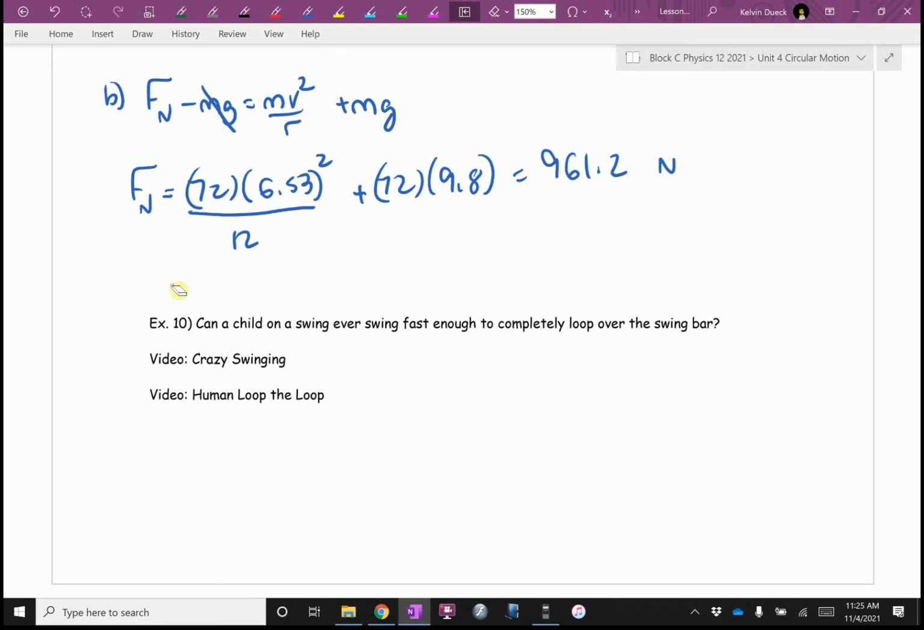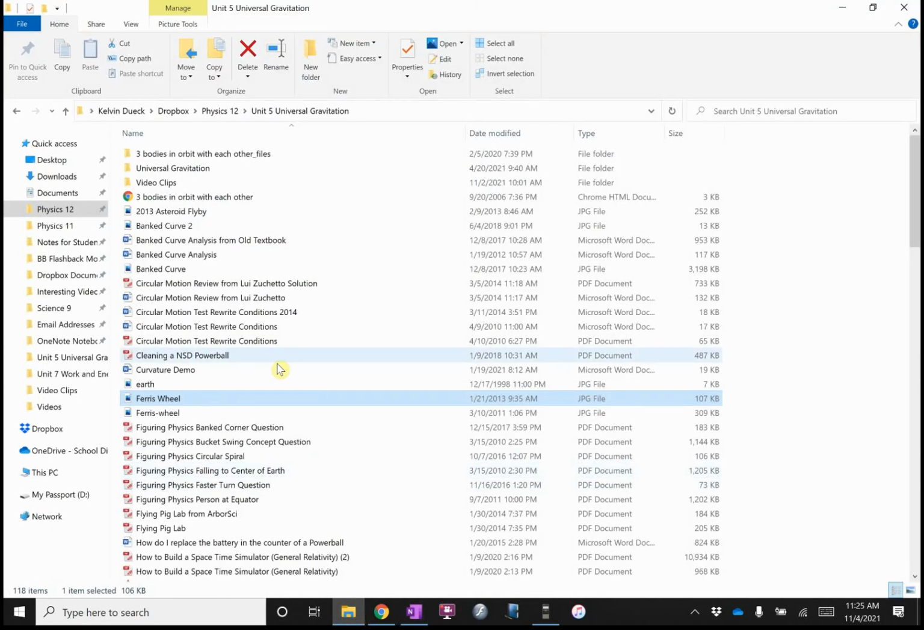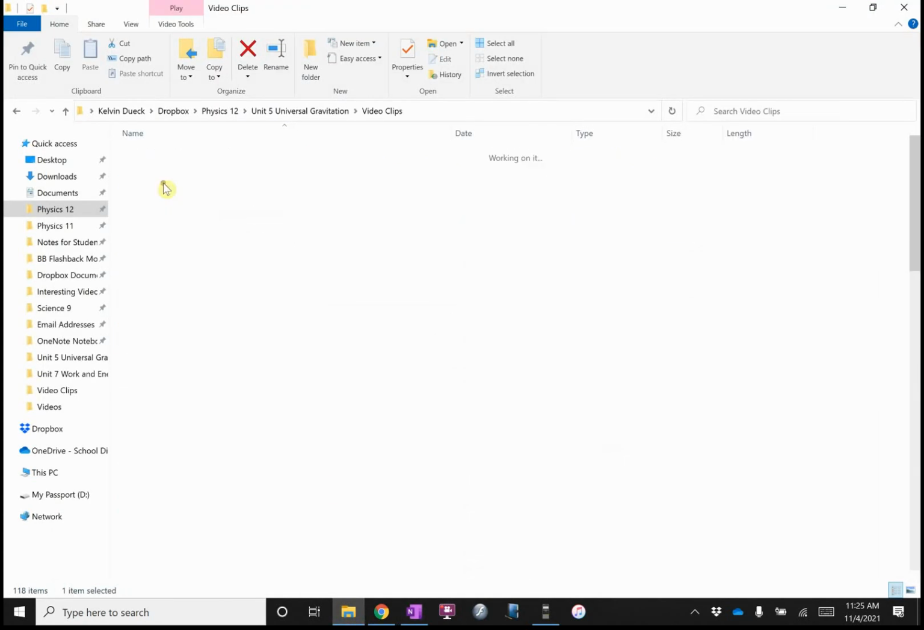You can't and you can. It depends, as always. With a standard swing that has chain or rope attached to the seat, you cannot. But if you have a solid pole attached to the seat, what we call a Russian swing, you can get this.